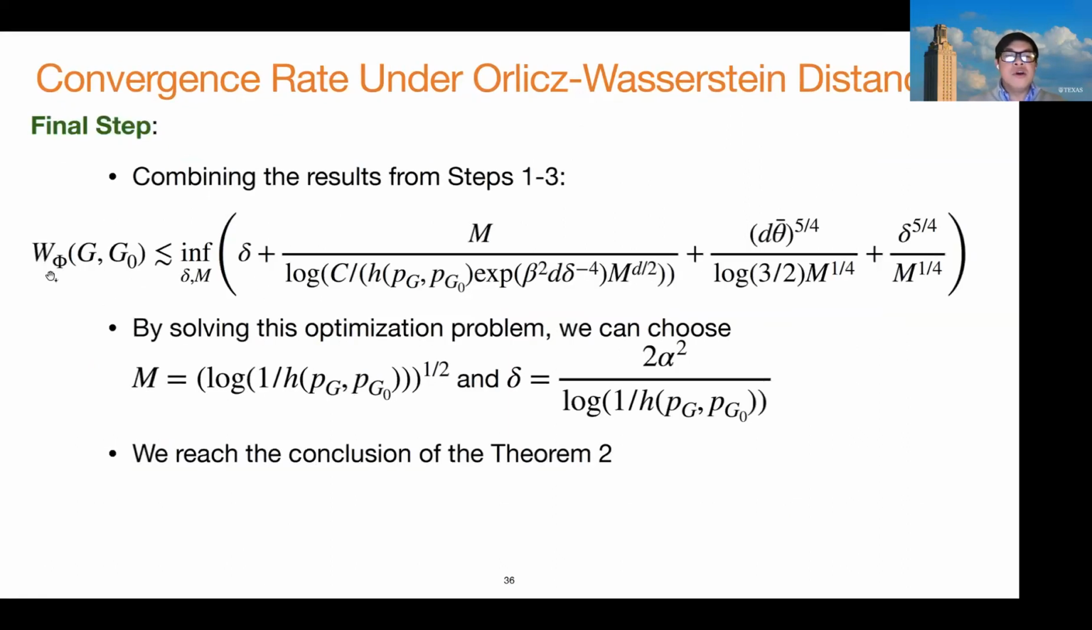It means that we can bound the Orlicz-Wasserstein metric between G and G zero by a function of delta and big M, right, and we perform an optimization with delta and big M to determine the dependency of that on the Hellinger distance. We demonstrate that the choice of M and delta that we have over there gives us almost optimal values, right? And plugging these values into the function of delta and M up there, we get the conclusion of theorem 2. Okay. So basically the idea is that we break the Orlicz-Wasserstein metric between two mixing measures into multiple distances of convolution, and we control these other terms.